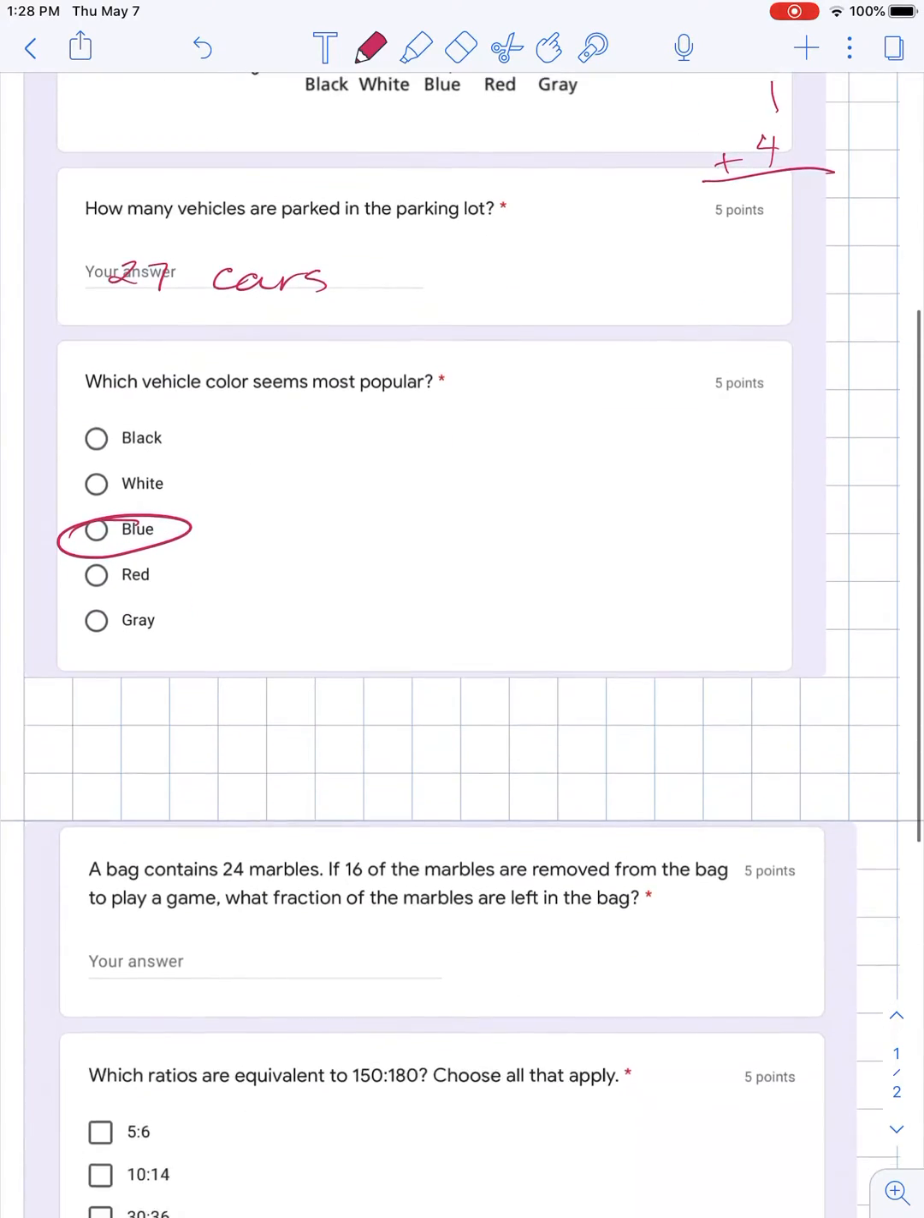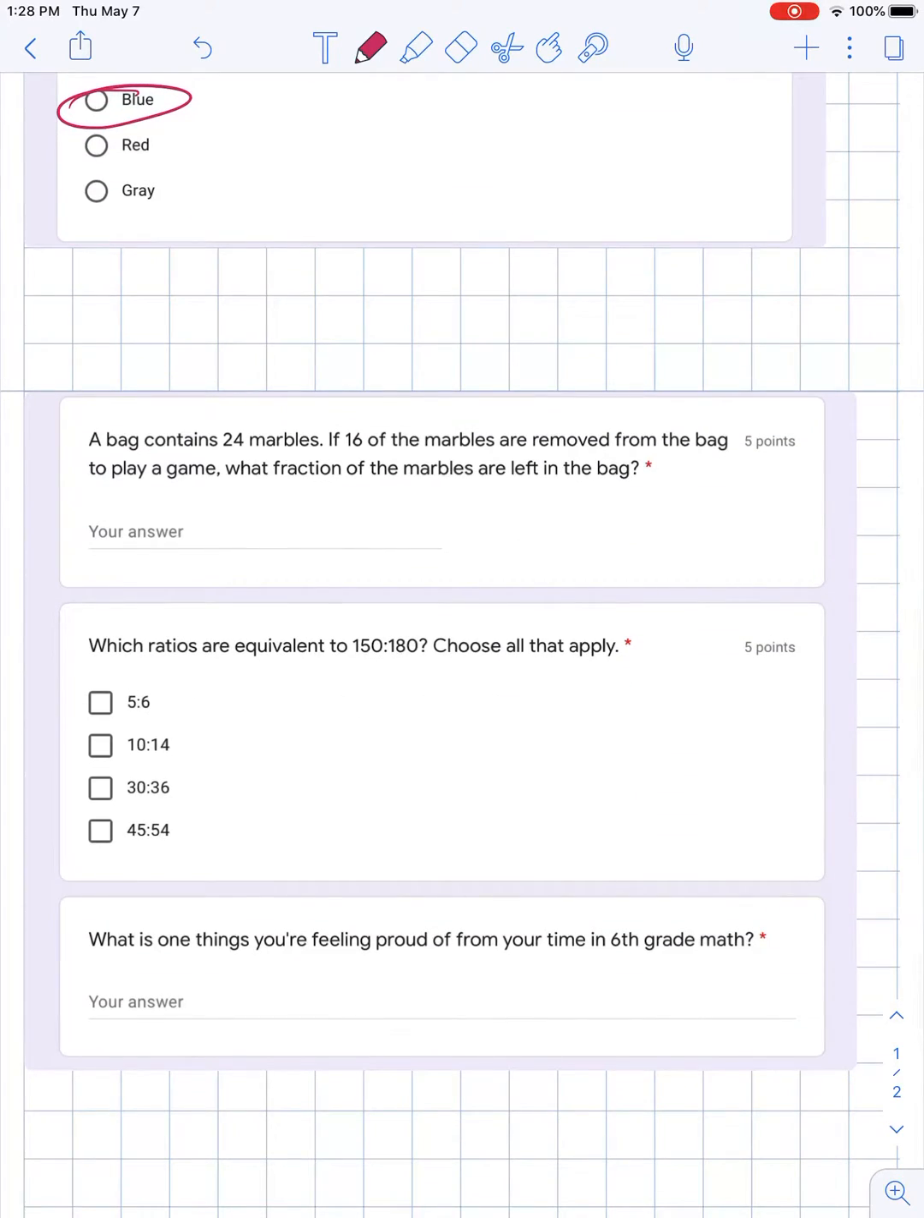There we go. Next, a bag contains 24 marbles. If 16 are removed from the bag to play a game, what fraction of the marbles are left in the bag? And so really what we're looking for is, what is 24 minus 16? Like, what's the difference? So 24, and if we subtract 16, 14, 13, 8. There are 8 left, so it's going to be 8 24ths.